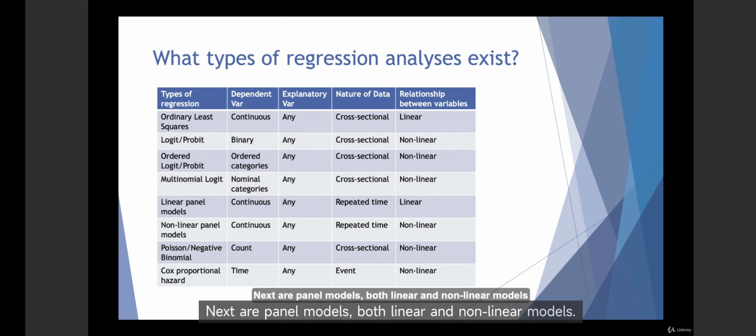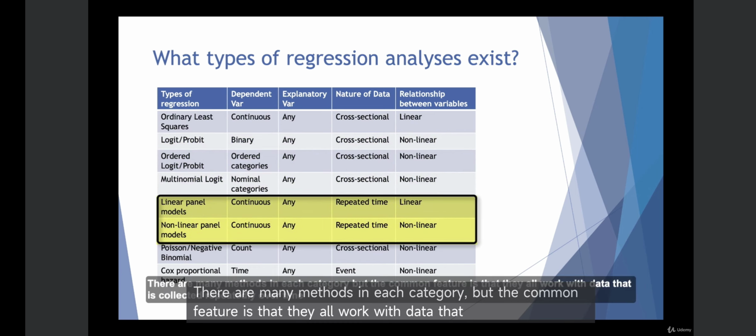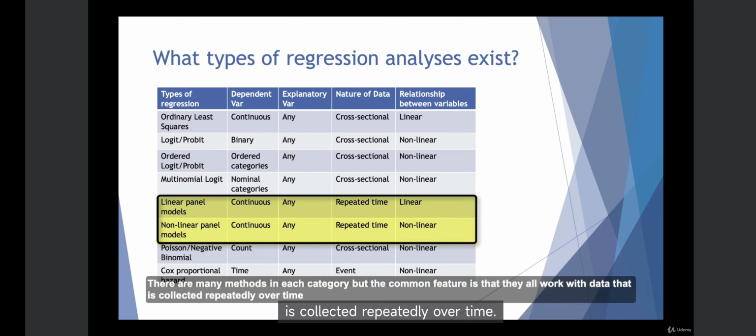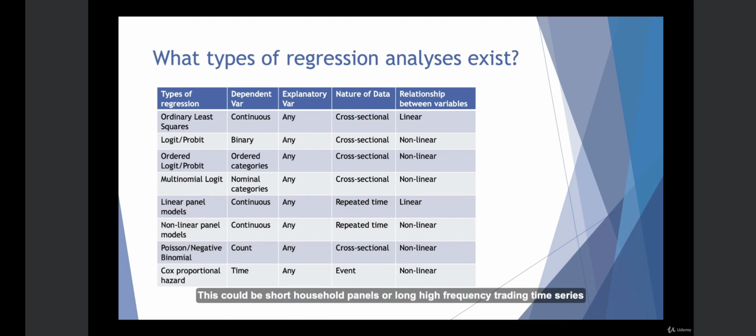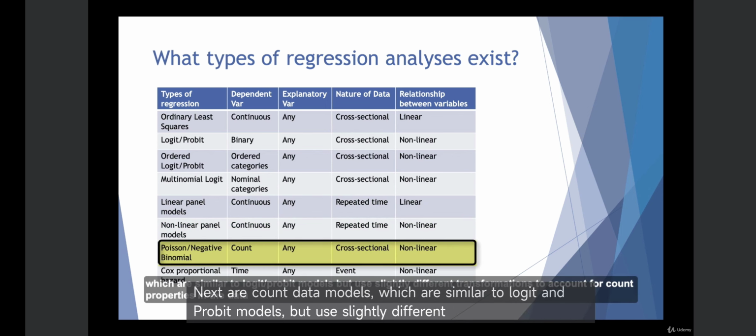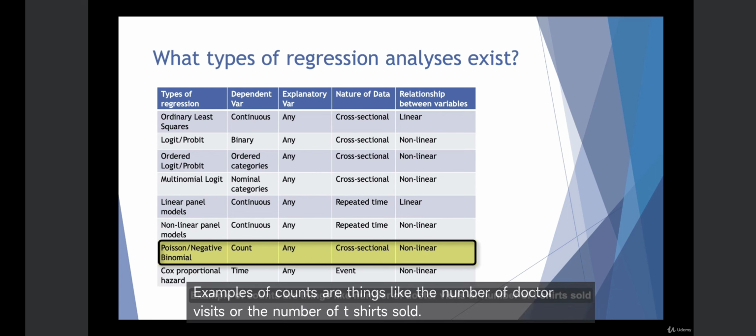Next are panel models, both linear and nonlinear models. There are many methods in each category, but the common feature is that they all work with data that is collected repeatedly over time. This could be short household panels or long, high-frequency trading time series. Next are count data models, which are similar to logit and probit models, but use slightly different transformations to account for count properties in the data. Examples of counts are things like the number of doctor visits or the number of t-shirts sold.